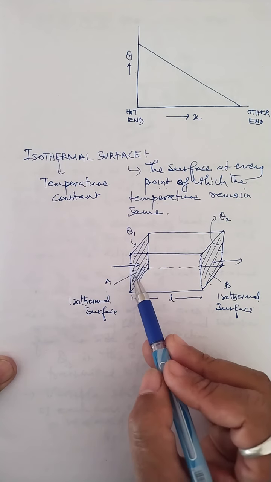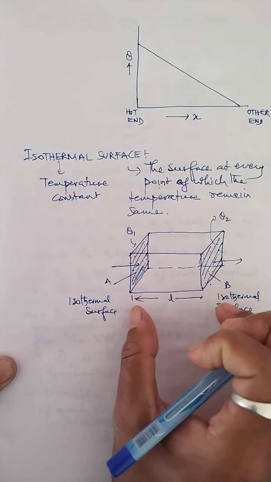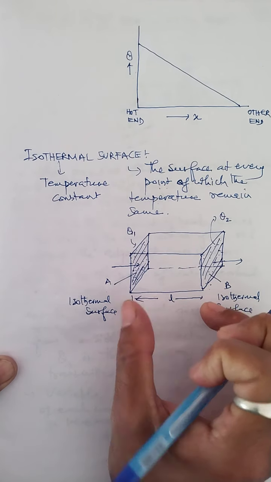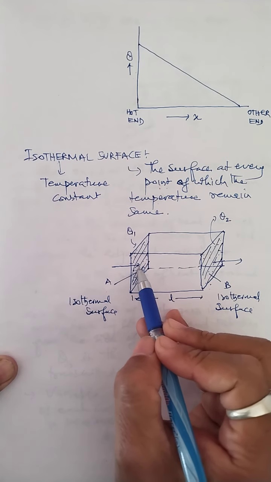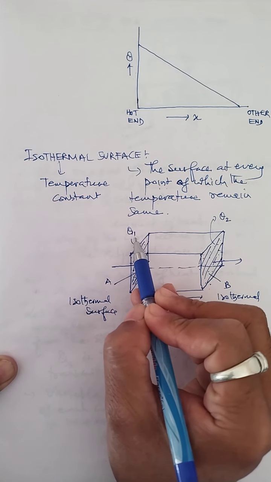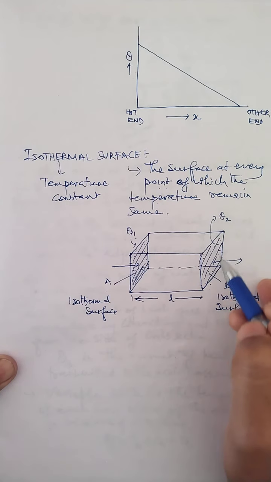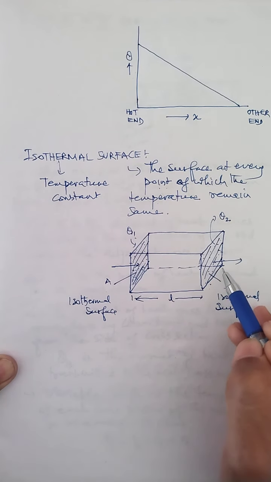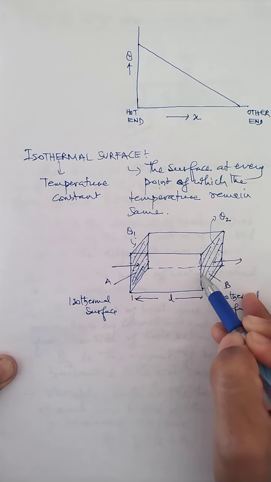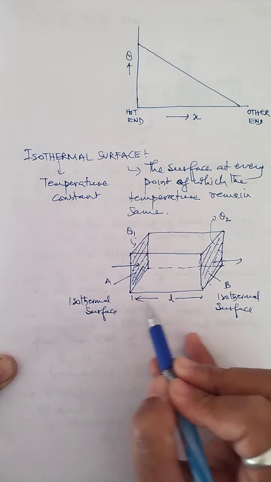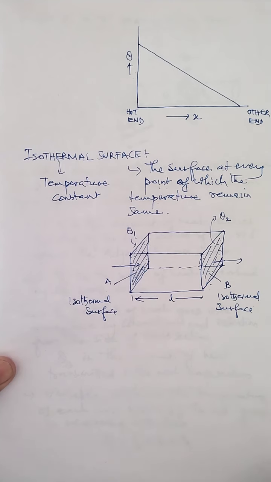But these two surfaces are separated by a distance, say, L. When this surface maintains a temperature, say, θ1, this temperature remains the same throughout the surface. If this surface maintains a temperature θ2, then θ2 remains the same throughout this surface. And these two surfaces are called isothermal surfaces.